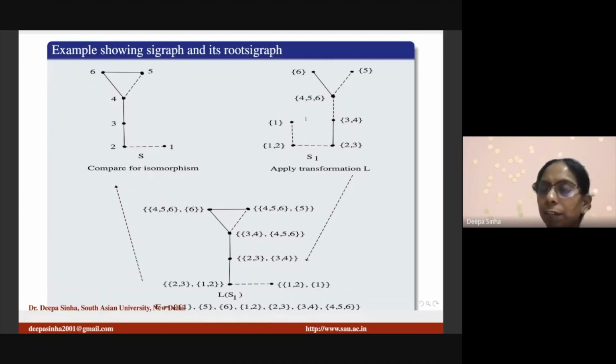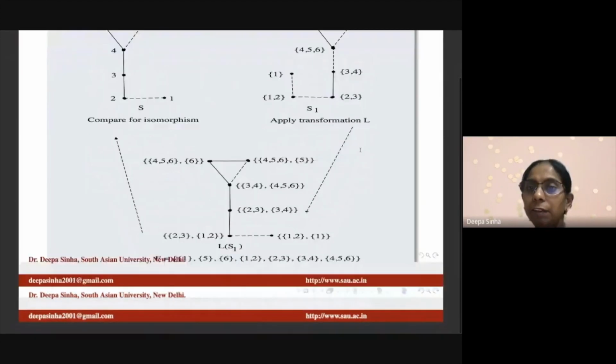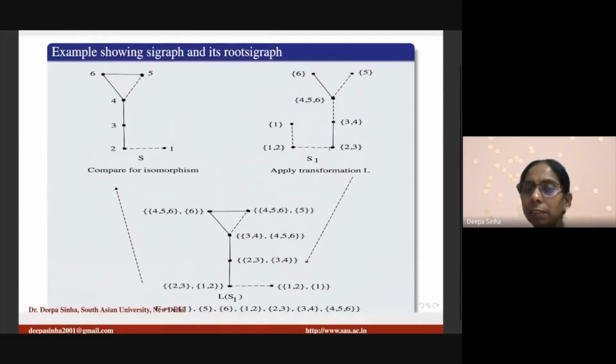And then 4, 5, 6 is a... Between 4, 5, and 6 you have only 6 as a common vertex, and between 4, 5, 6, and 5 you have only 5 as a common vertex. Between this is only 1, and between this only 3 is the common vertex. Okay, and if I take the line of this, I can get the same graph. If I take the line of this, then I get this graph, which is the same as the original graph.